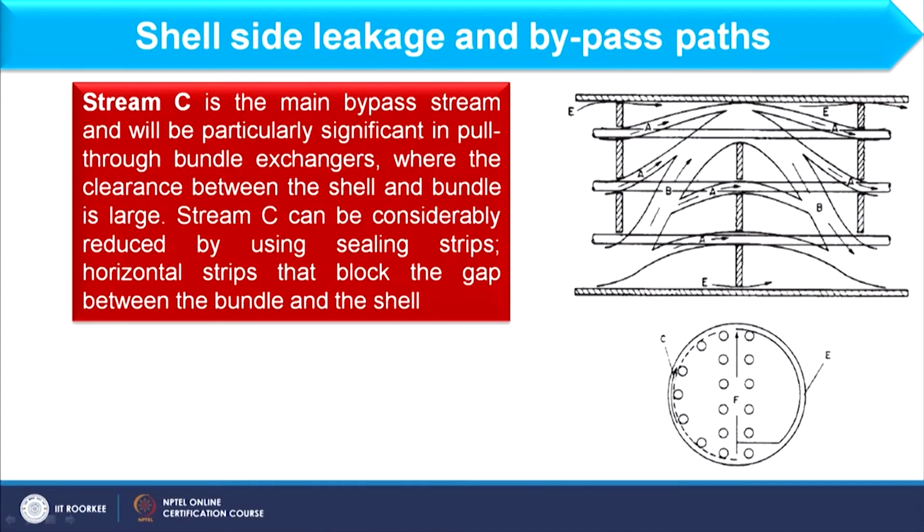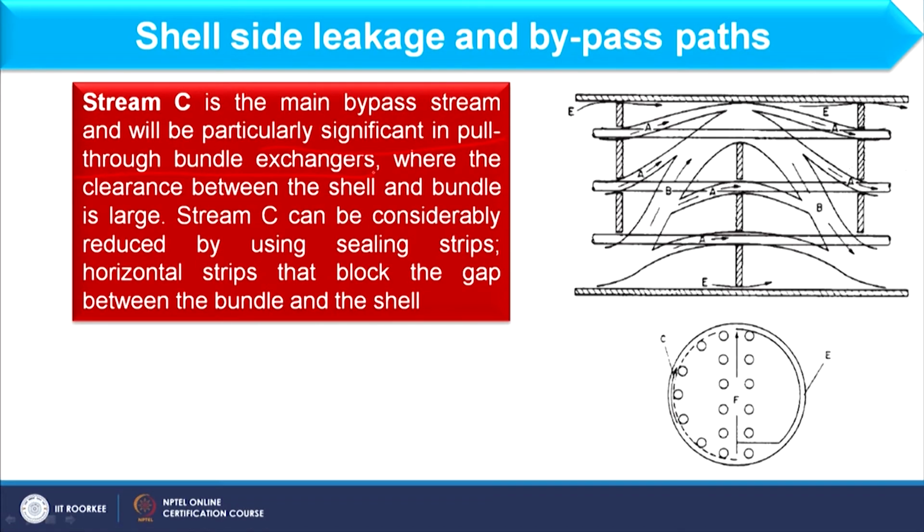So, if you see, when I am considering stream C, this is the only bypass stream which is available in shell side. And that stream is more significant when I am considering pull through bundle exchanger or internal floating head, as we have discussed in the lecture on classification of heat exchangers. There we have discussed that the main limitation of internal floating head heat exchanger is it has more shell diameter, it means it has more clearance. So, it has more chance for liquid to remain in the bypass section and not participate in heat transfer.